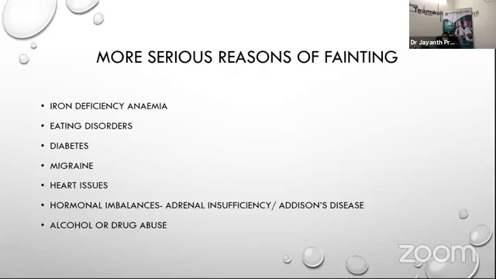There are certain other reasons which are more serious concerns, and we have to particularly treat them medically. One is anemia. Anemia is less hemoglobin in the blood, which will decrease oxygen supply to the brain. Then eating disorders. If you don't eat properly, your nutrition suffers, and you will faint. Then other reasons are diabetes, migraine, if some child has a heart issue, sometimes hormonal imbalances, and in rare cases, alcohol or drug abuse, particularly in teenagers.